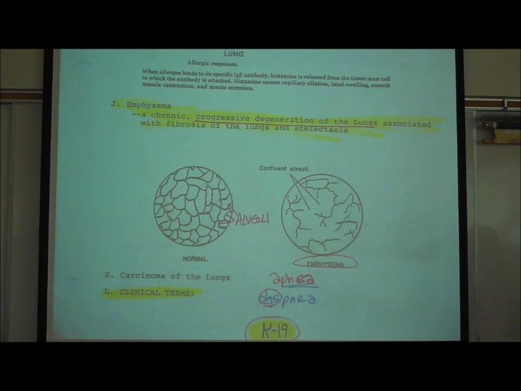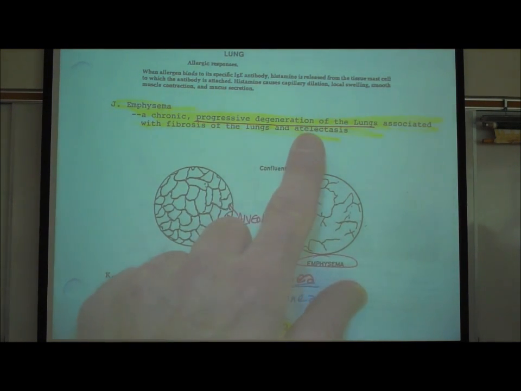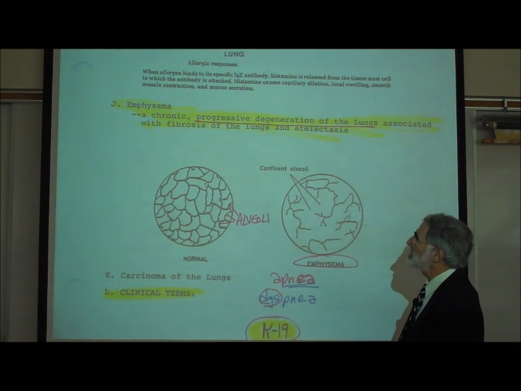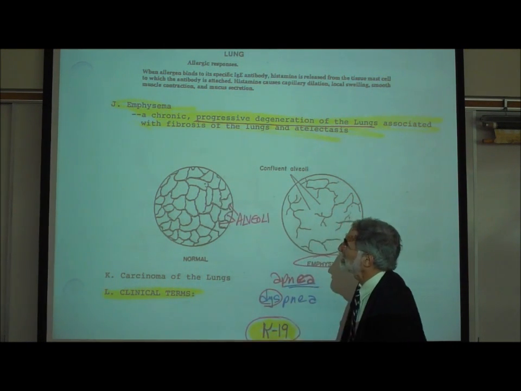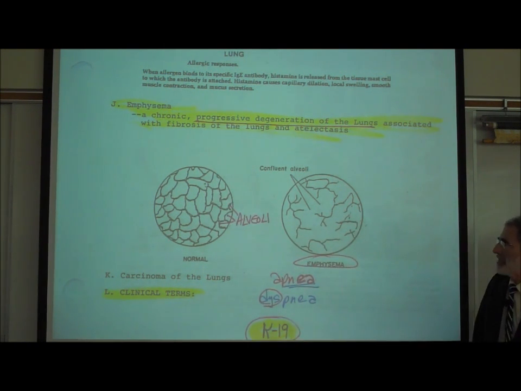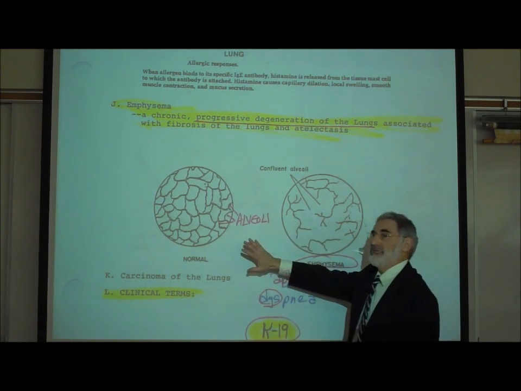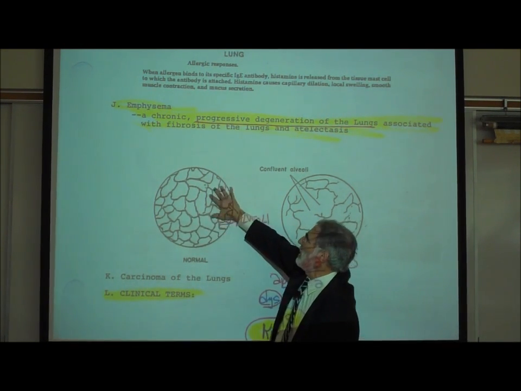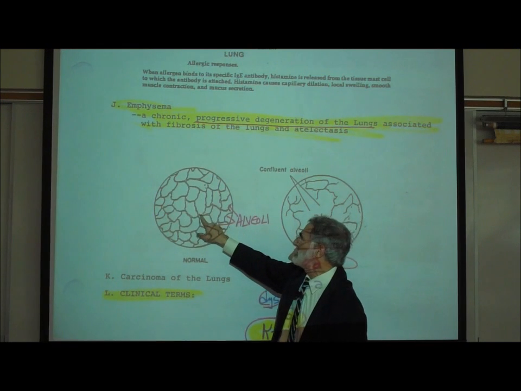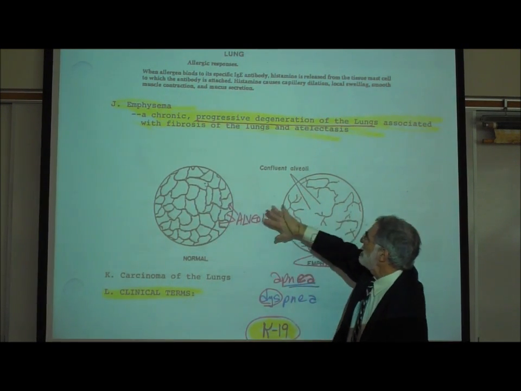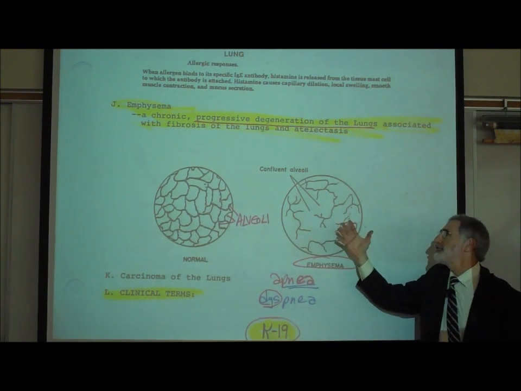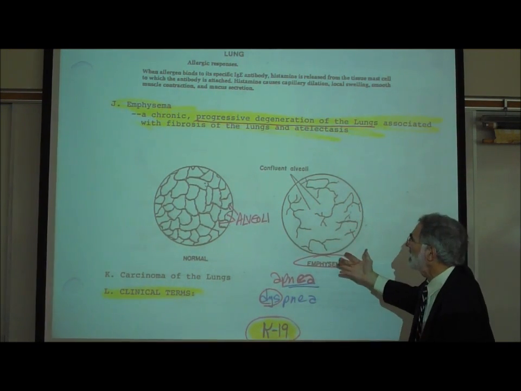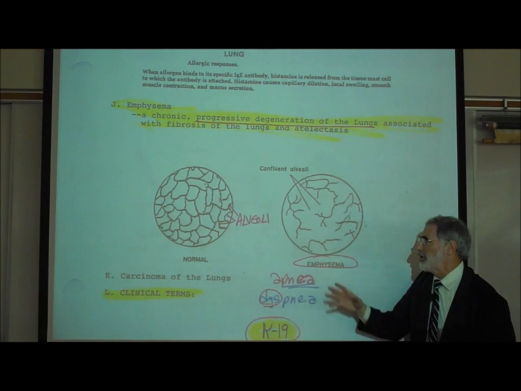Emphysema is associated with a chronic progressive degeneration of the lungs associated with fibrosis of the lungs and atelectasis. All right, what does all that mean? Well, let's look at a visual. This is what normal lung tissue looks like. These are the air sacs or alveoli. This is what the lungs of somebody with emphysema look like. And the first thing we're thinking is, where's all the air sacs? What's happened to all the alveoli?